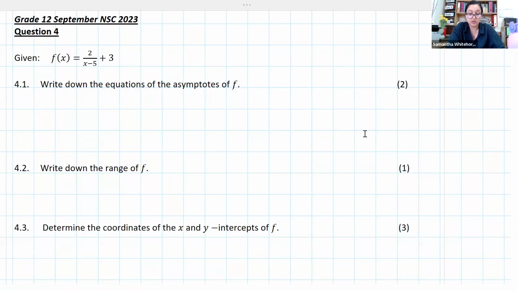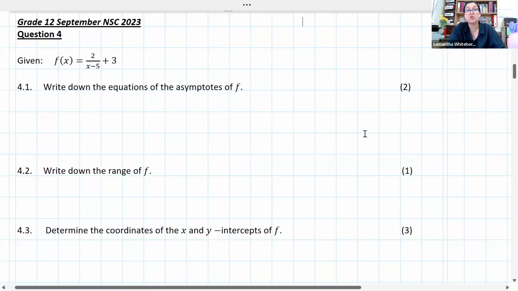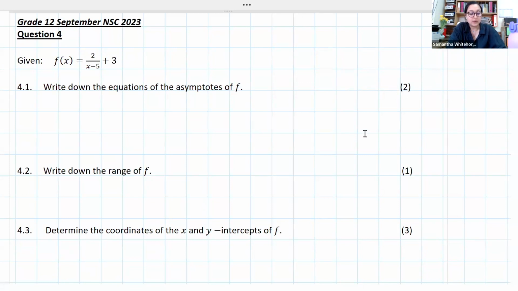Alrighty, let's have a look. This was from last year's trial papers, written in September. As you start to go through past papers, you'll see there's a general setup that they like to follow. They like to have a hyperbola question first, as the basic question. You'll see as we go along.